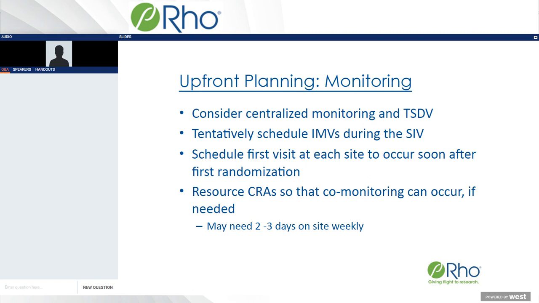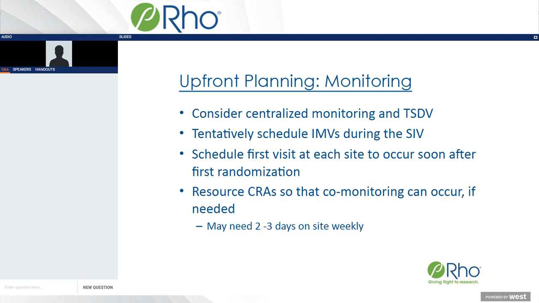Usually these sites are pretty proactive about pre-screening and screening activities. So typically at the SIV, they already have a good idea in mind when their first screening visits are scheduled and when their first randomizations will occur. So it shouldn't be too difficult for a CRA to go ahead and get on the schedule at that time point.